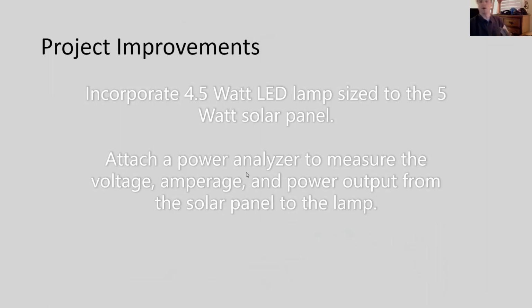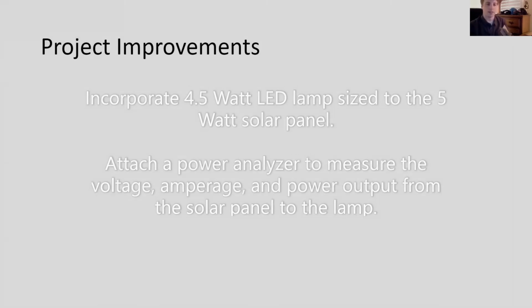And then now we have the project improvements, which will be added possibly in the fall. This includes a 4.5 watt LED lamp, which is sized accordingly to the 5 watt solar panel, and a power analyzer, which will give the voltage, current, and power that is being given by the solar panel to the lamp. In this case, the lamp actually gives us a physical way to analyze the power, while the analyzer allows us to give an exact measurement.